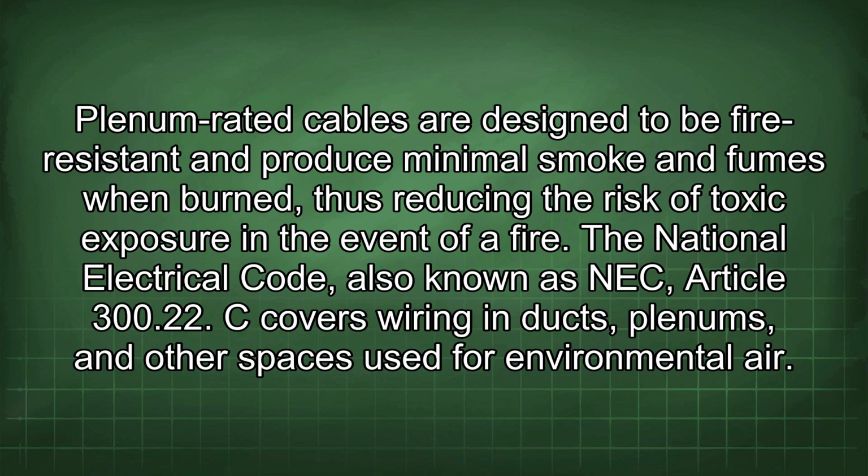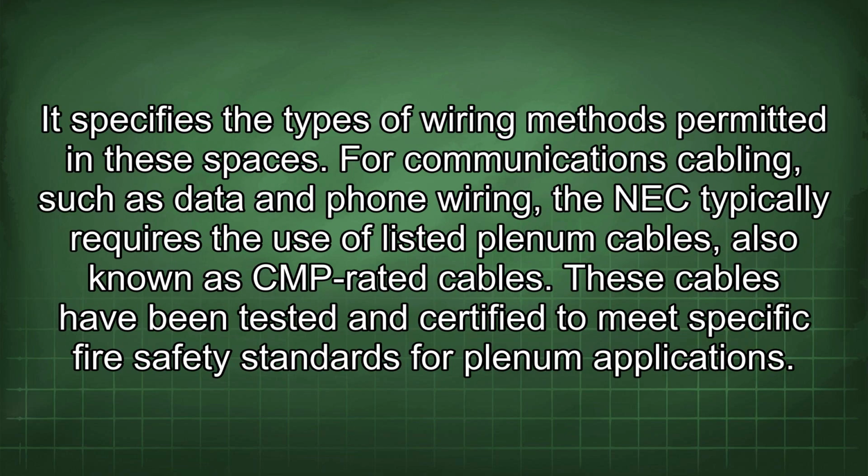The National Electrical Code, also known as NEC, Article 300.22(C) covers wiring in ducts, plenums, and other spaces used for environmental air. It specifies the types of wiring methods permitted in these spaces. For communications cabling, such as data and phone wiring, the NEC typically requires the use of listed plenum cables, also known as CMP-rated cables. These cables have been tested and certified to meet specific fire safety standards for plenum applications.